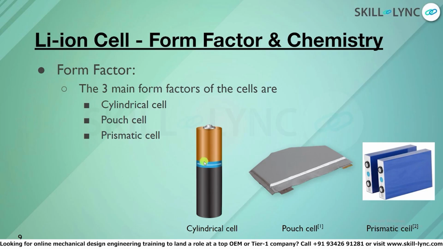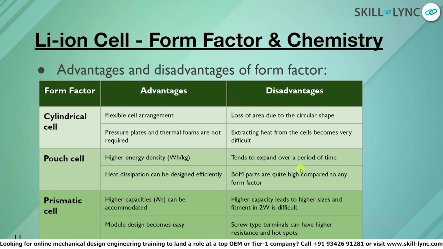So mind you, I would like to remind you that a cylindrical cell is a cell which has the lowest capacity. The maximum cell capacity possible is 5 Ah currently, and then we have a pouch cell which has a decent capacity, it can hold like 60 Ah or 65 Ah, and then we have the prismatic cell which tops the whole list, which can hold up to 200 Ah also.